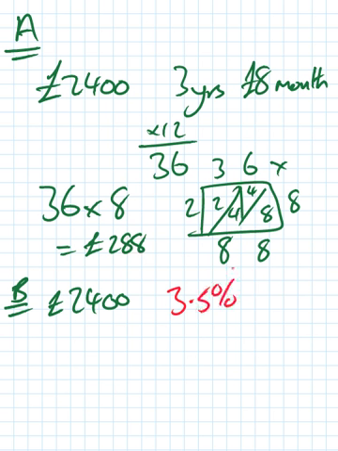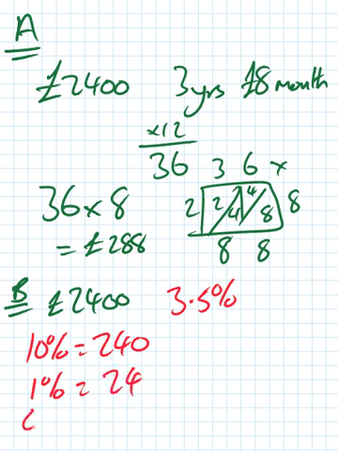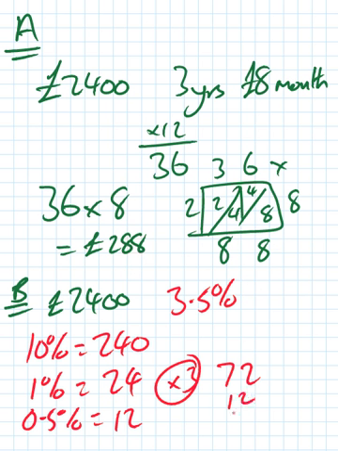Investment B, invest the same amount of money, for 3 years at the rate of 3.5% simple interest. So that just means work out 3.5% and add it on 3 times. So 10%, dividing by 10, gives you 240. 1% then is 24. So half a percent is 12. If I do 3 lots of 24 to get me 3%, that's 72. Then added on my 12 is 84. So that's for 1 year.